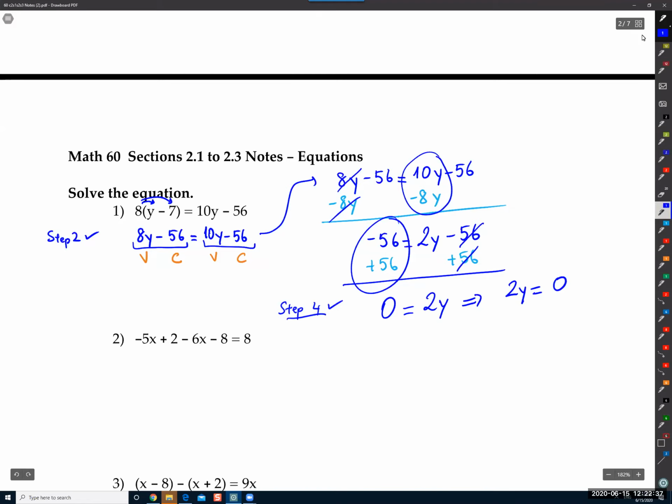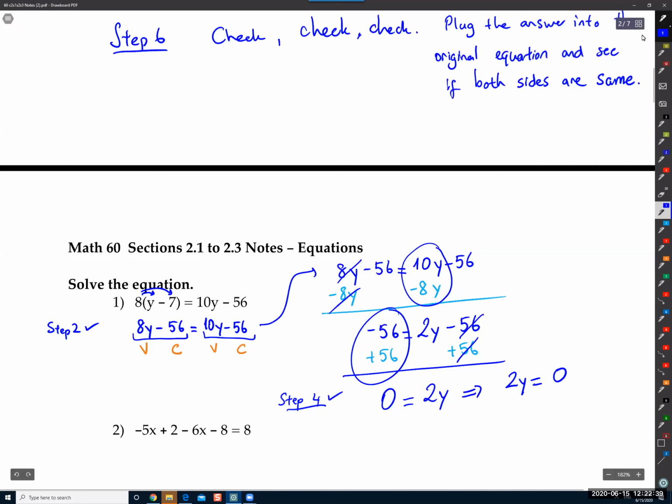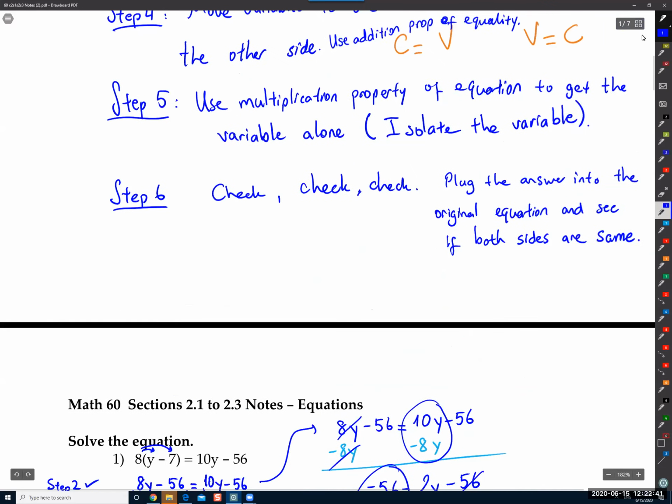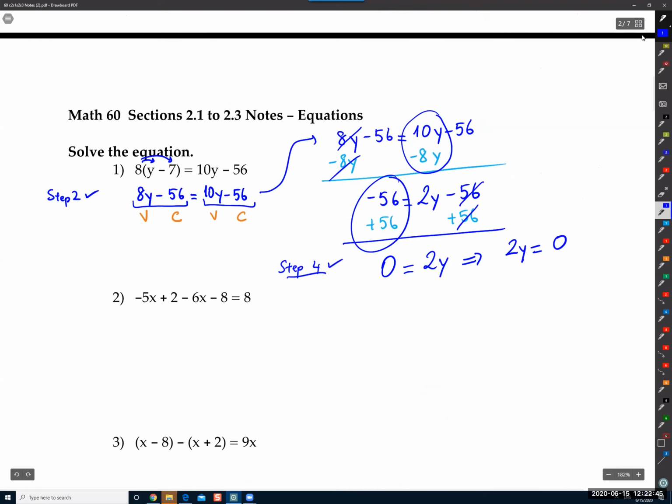Now I'm going to apply step number 5. Step number 5 tells me to use the multiplication property of equality to get the variable alone. Where's the variable? Right there. I'm going to isolate the y. How am I going to isolate the y? Use the multiplication property of equality. So I'm going to multiply both sides by 1/2, or sometimes we say divide by 2.